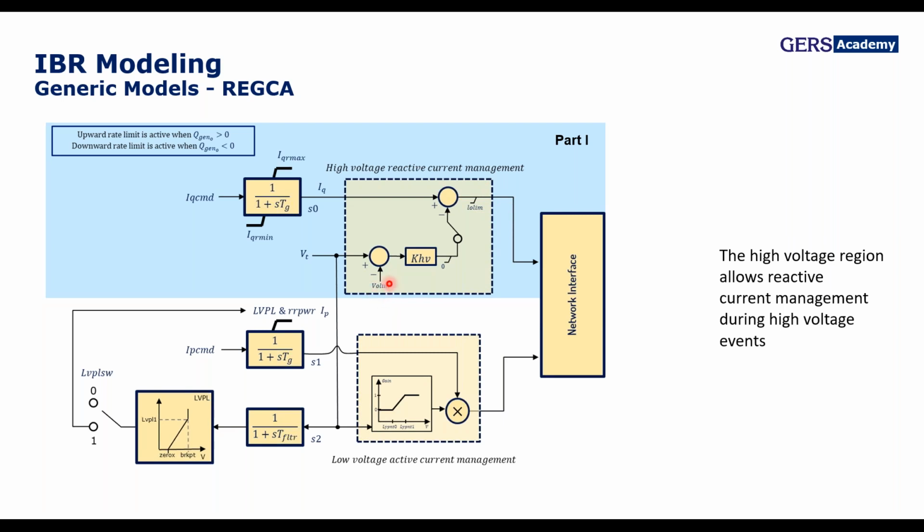VO limit is around 1.2. If the manufacturer wants to disable this limit, they just use values near 2, a value that will never be reached by the control. This part only responds to high voltages.